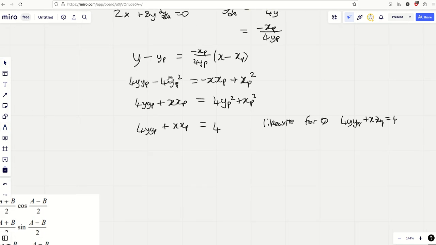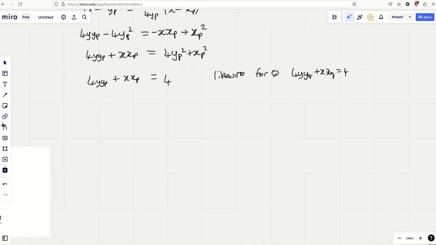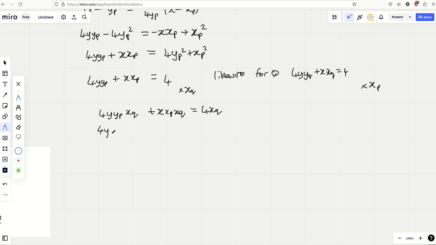Now we've just got to find R and S, i.e. where they meet. Now, exactly the same strategy, really. I'm going to eliminate x by timesing this one by xq and this one by xp. If you compare what I'm doing here, it's exactly the same, but just without the trig. So I get 4y yp xq plus x xp xq equals 4xq, 4y yq xp, so I'm using the other equation now, plus x xp xq equals 4xp.